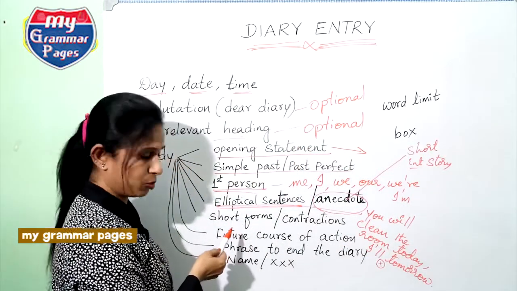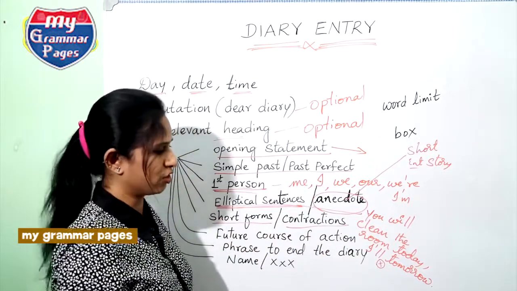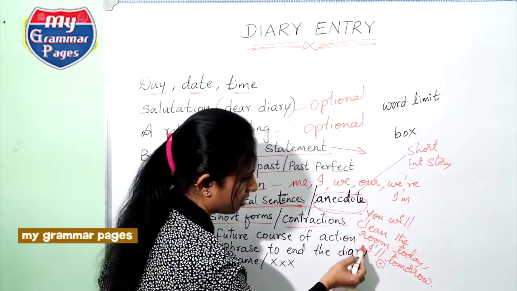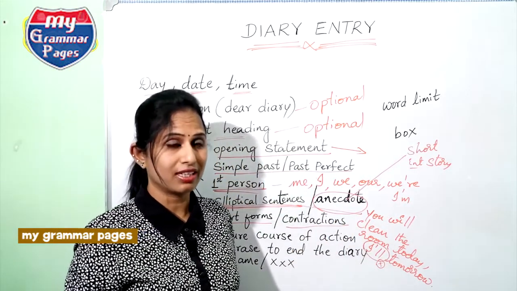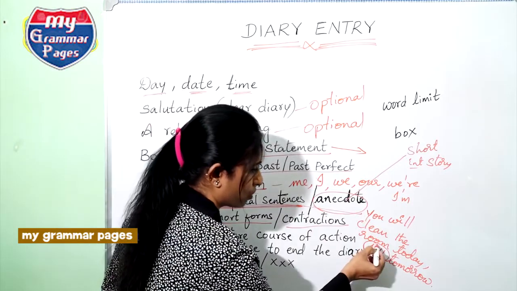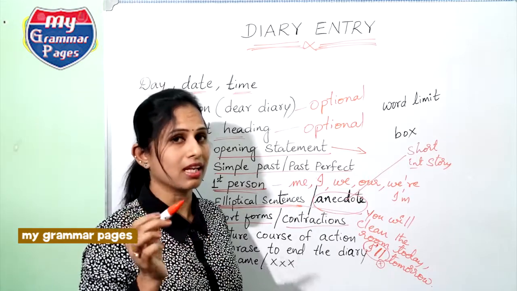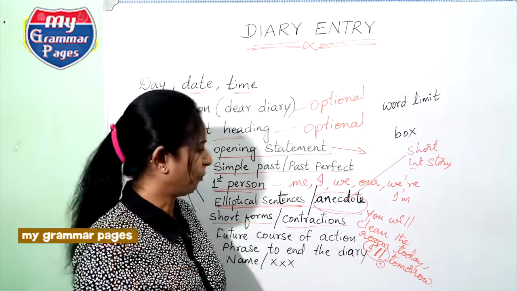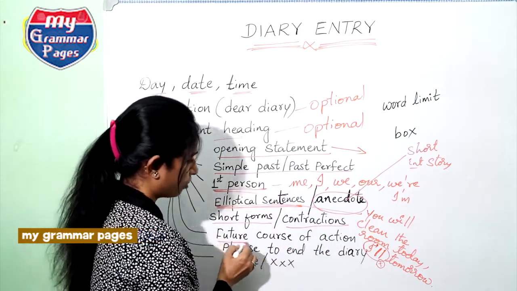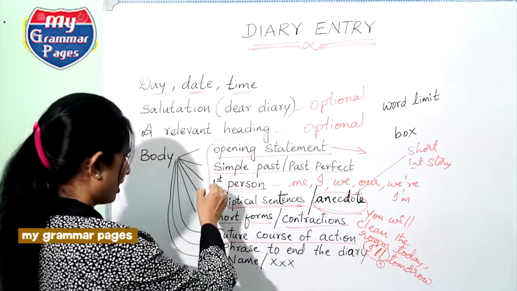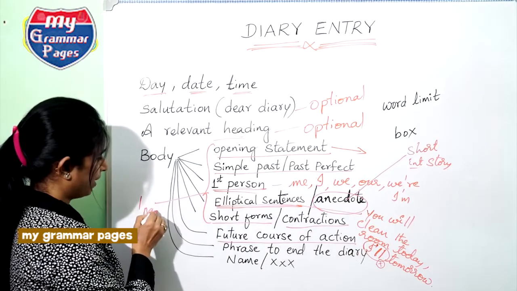And moving on to the next point, short forms or contractions. What are contractions? See, in this particular sentence, I have used I'll. Instead of writing I will, I kept an apostrophe over I and I have written 2 L's, which gives you the meaning I will. These are called contractions.